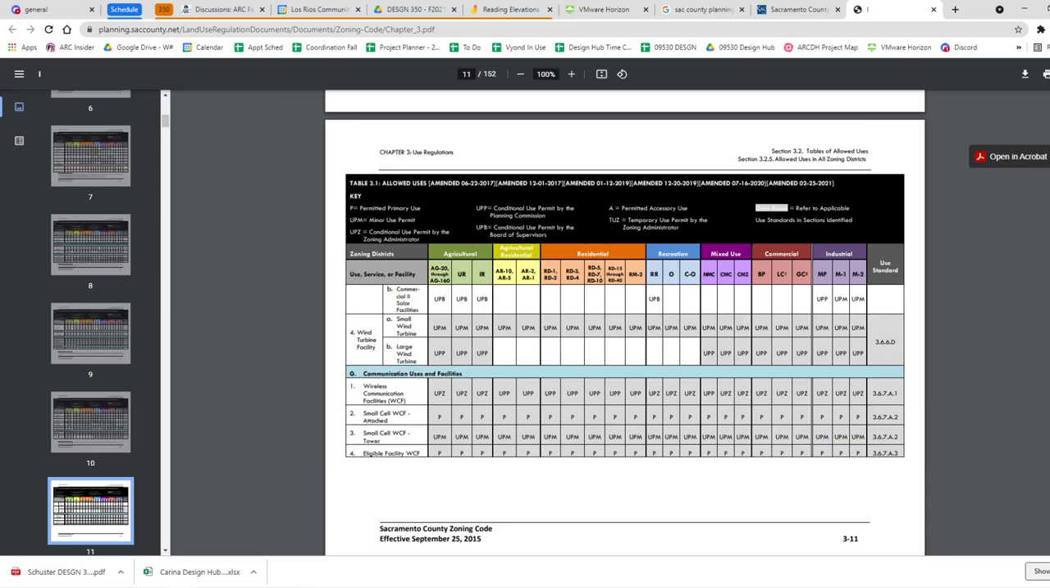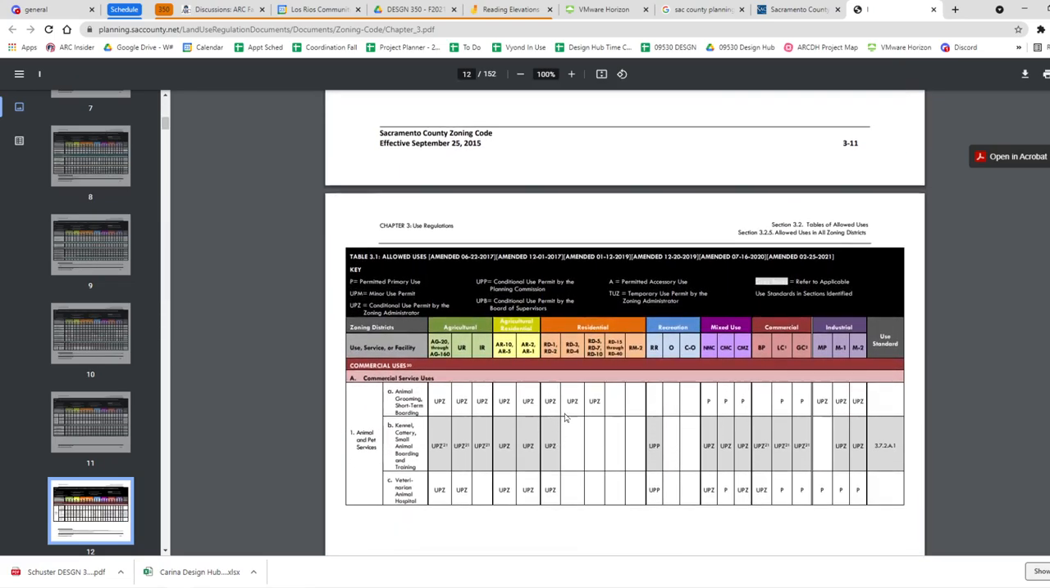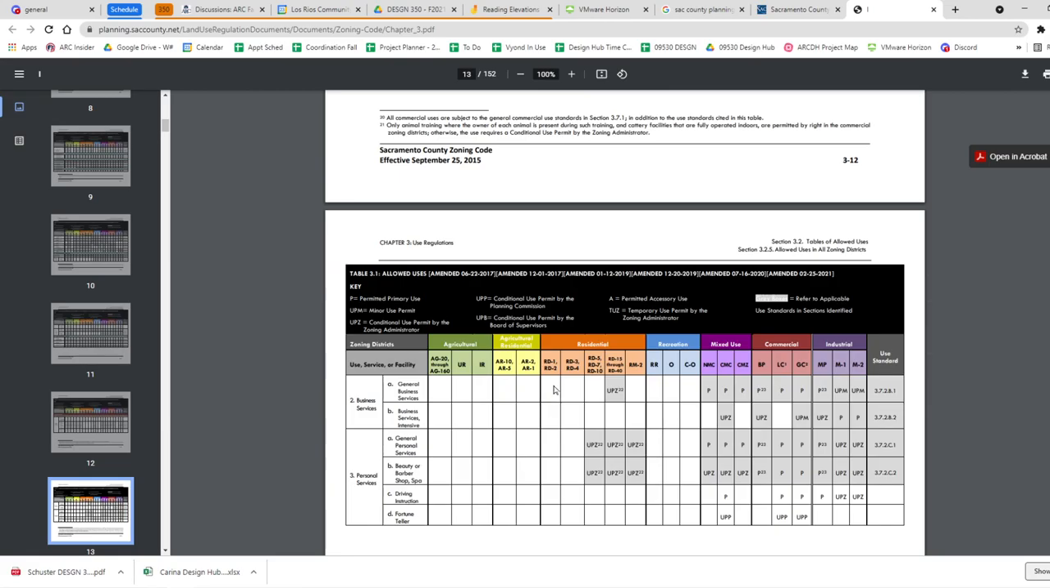Small cell. So these are all cool things. This tells you if all of these things are allowed or not. Animal and pet services. That's kind of cool. If you want to have a small kennel or a dog grooming or a dog selfie station, you can do that. All of these things are called out, and these are RD1 and RD2, and it lets you know what's allowed in certain places.